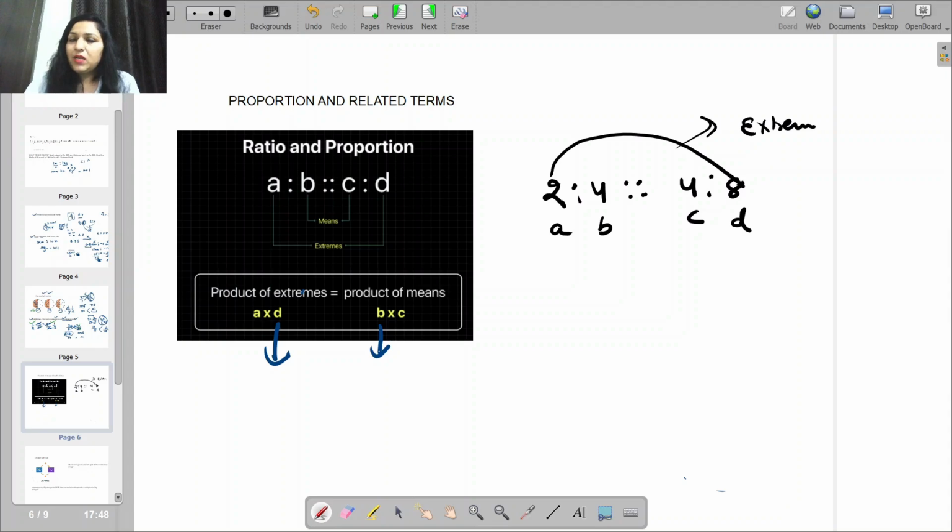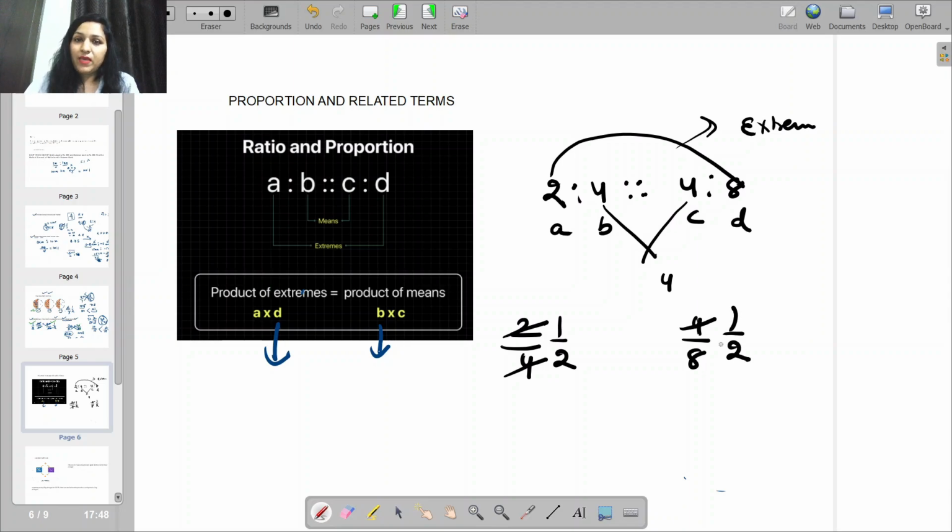Which are the mean or the middle terms? You just take these two, both are the same. 4 is the mean or the middle term. Now we have to find out whether, in this relationship, are these four numbers in proportion? So what will we do? Take the ratio of the first two numbers, take the ratio of the next two numbers and find the simplest form. This is 1/2 and this is again 1/2. We are seeing that the simplest form of both the ratios is equal. Answer is yes, they are in proportion.